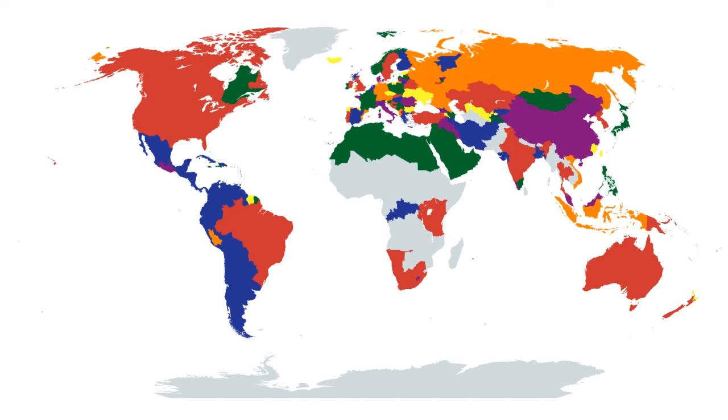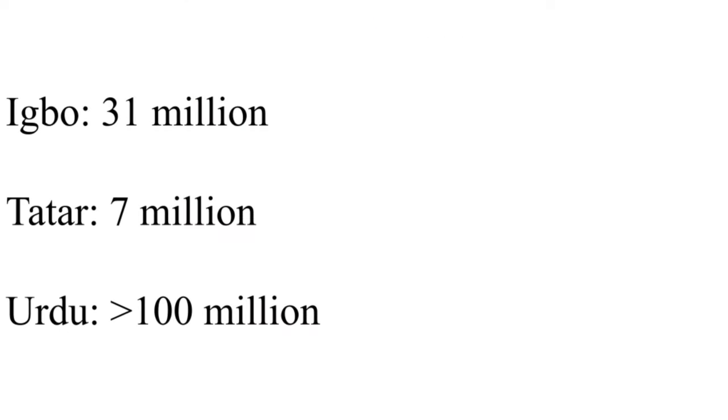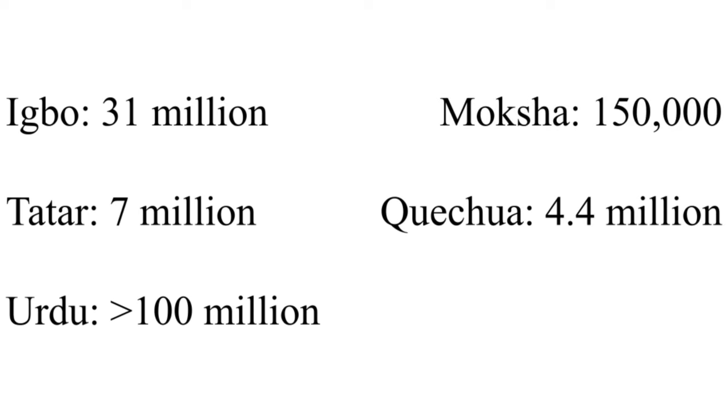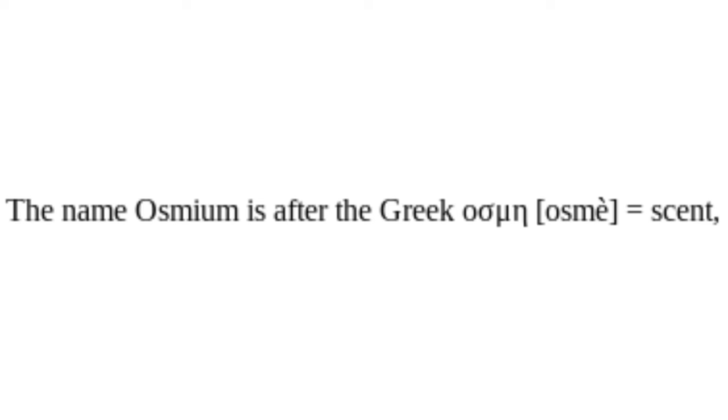It's an interesting website, but it leaves something to be desired. For one thing, it makes some baffling choices about which languages, like dropping major world languages like Igbo, Tatar, and Urdu, while including incredibly obscure minority languages like Moksha, Quechua, and Sesotho. But more importantly, it only includes the etymology of like one or two languages. And that's a crying shame.